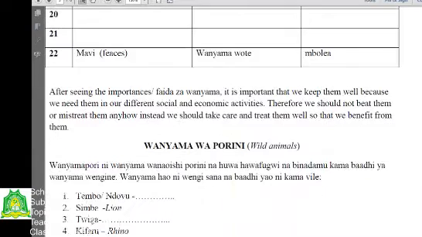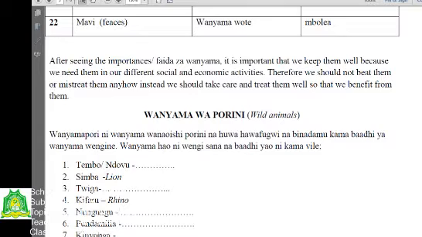For example, the part of the animal is mavi, feces. Did you know that feces of animals are also important? Don't just get them and throw them away. Here we have told you mavi, feces, all animals, wanyama wote. The feces of all animals, we use them to get what we call mbolea. Mbolea is manure. So those are my examples. You also have to write yours.